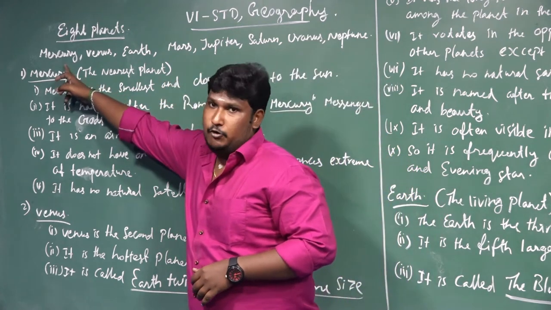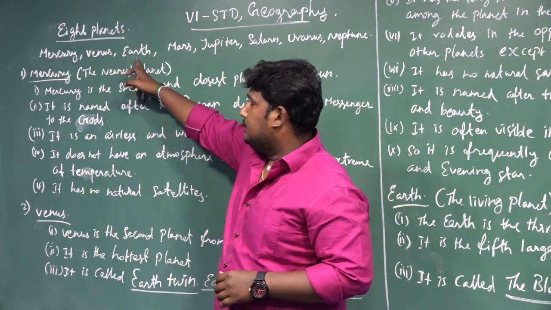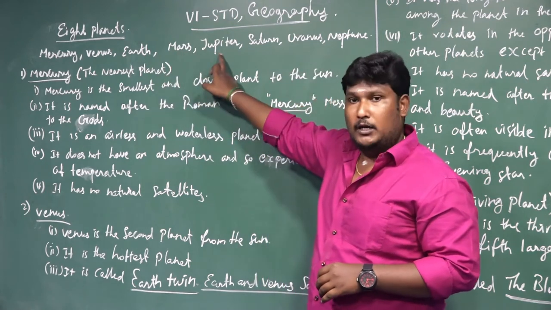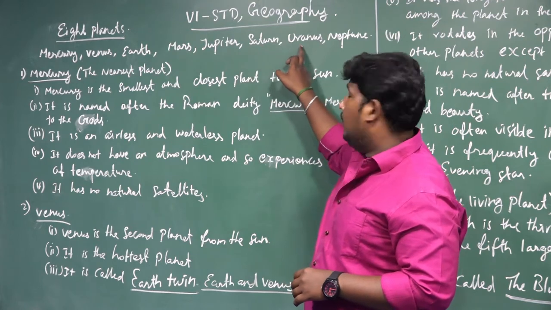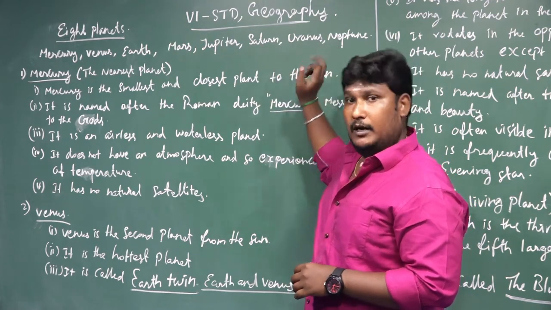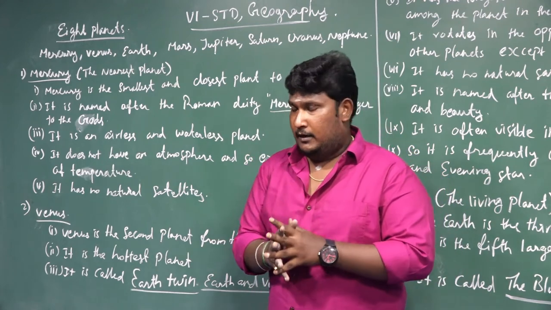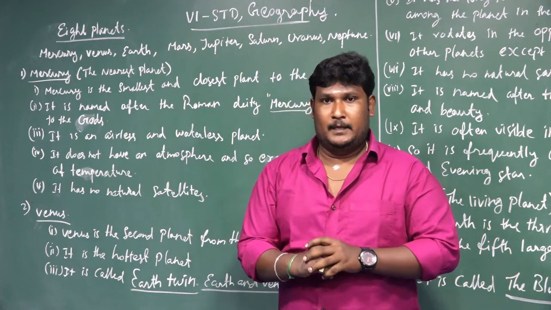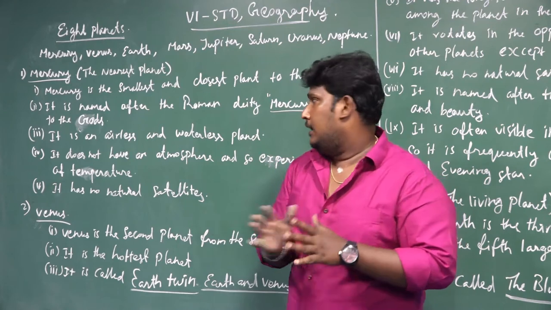First is Mercury, second one is Venus, third one is Earth, fourth one Mars, fifth one Jupiter, sixth one Saturn, seventh one Uranus, eighth one Neptune. Now we see the first one, Mercury. Mercury is the nearest planet to the Sun. Which one is the nearest planet to the Sun? That is Mercury.